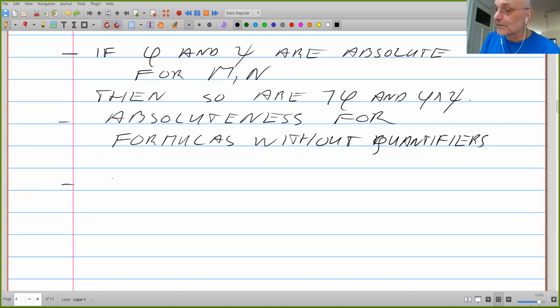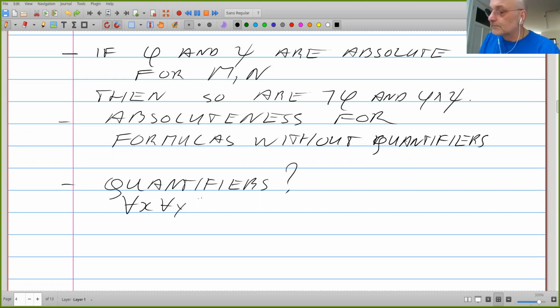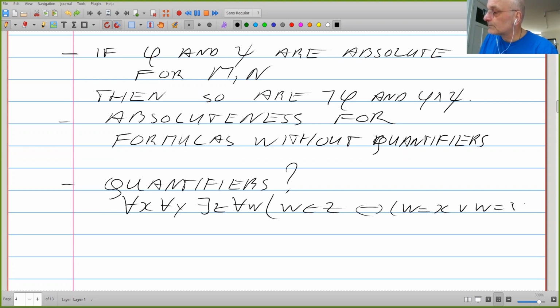So what about quantifiers? Well, for example, here is a formula, and it expresses that there is an unordered pair. Z is the unordered pair of x and y.